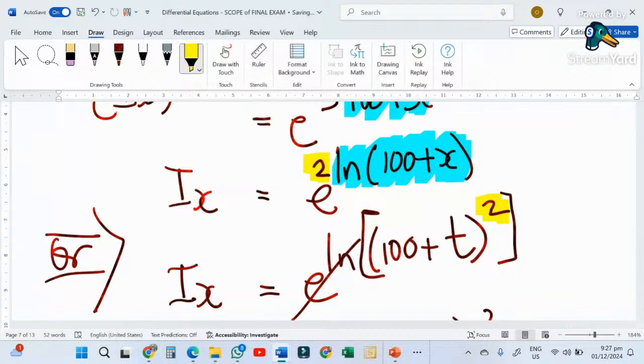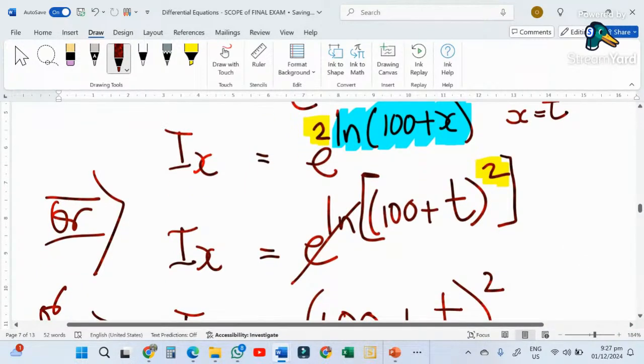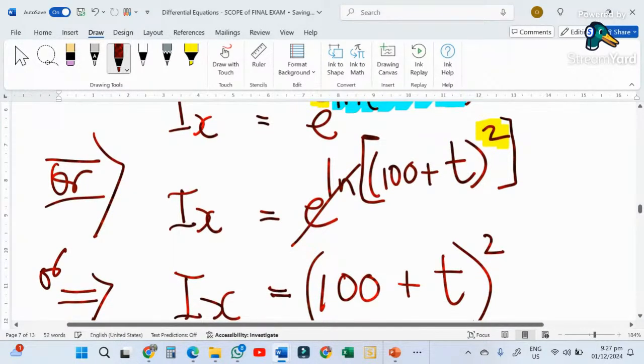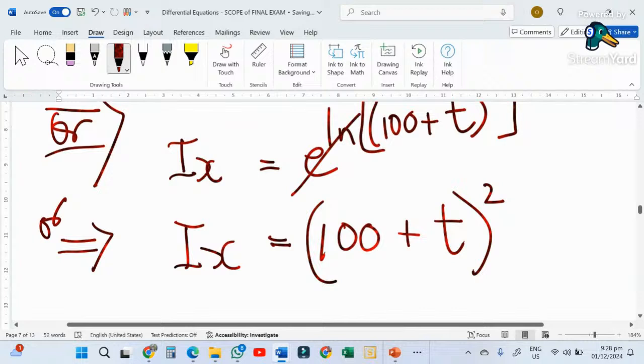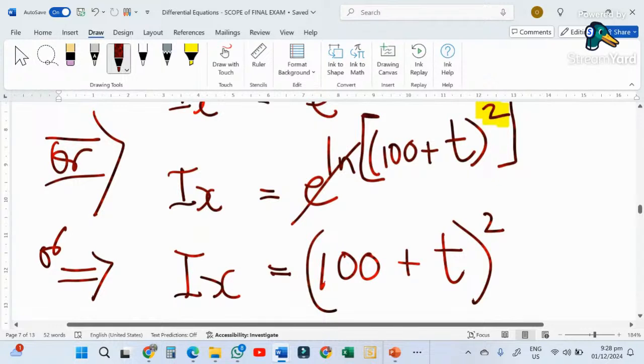In this case, we are using t. x is our t. We are differentiating in terms of time, but I just have to compare it with x, which we are always dealing with. So you will have an e to the ln of 100 plus t raised to the second power. But we know that e to the ln is canceled, so I just canceled it. And whatever is your u, that will be the equivalent of e to the ln u. That's why I just have copied 100 plus t squared underneath.